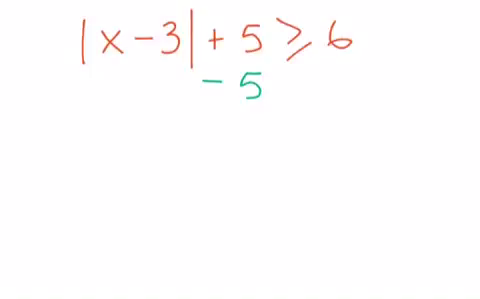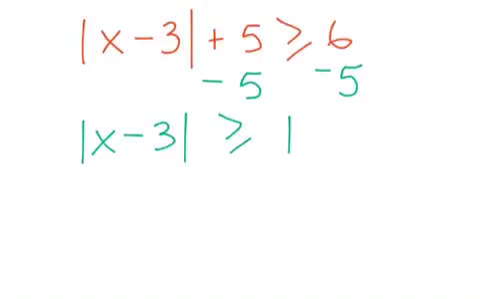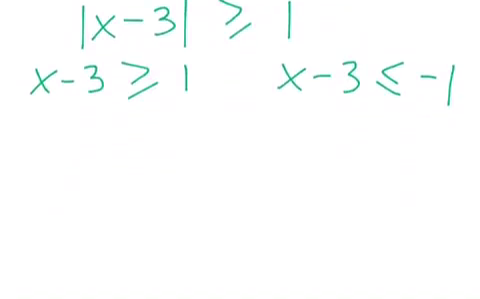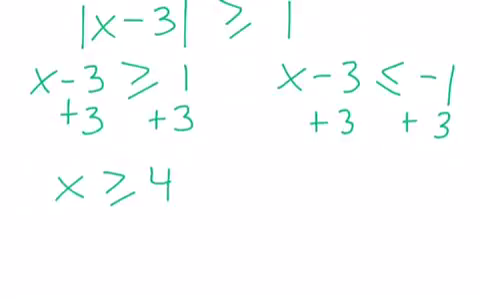Your example 4 is x minus 3, absolute value plus 5 is greater than or equal to 6. Okay, so I'm going to subtract 5, and that's going to give me absolute value of x minus 3 is greater than or equal to 1. Okay, I can split it into x minus 3 is greater than or equal to 1, and x minus 3 is less than or equal to -1. So I'm going to add 3 to both sides, and that gives me x is greater than or equal to 4, and x is less than or equal to 2.